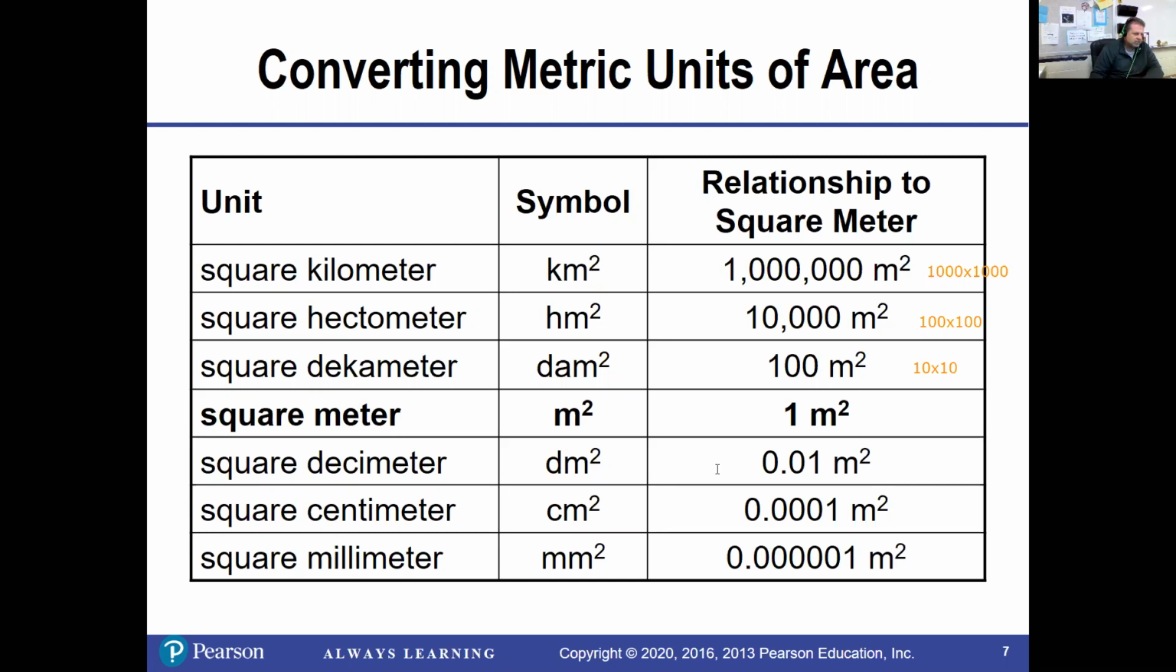Same thing here. These would be a tenth times a tenth, a hundredth times a hundredth at the bottom, and then a thousandth over a thousandth. In that same manner, we'd have 1 over 100 times 1 over 100, which would be a square centimeter. A centimeter is a hundredth of a meter.